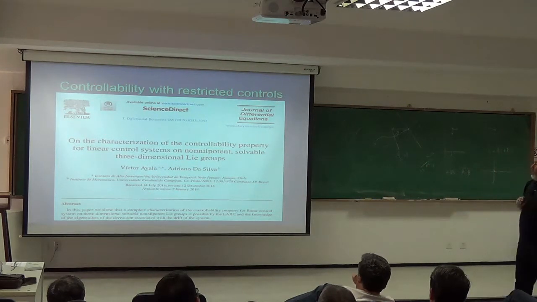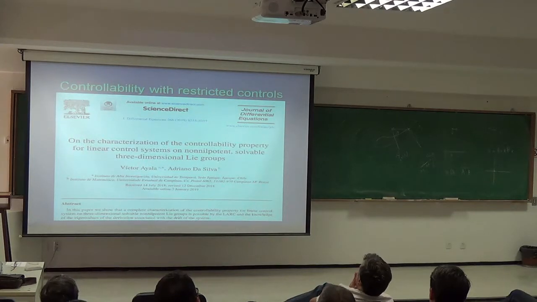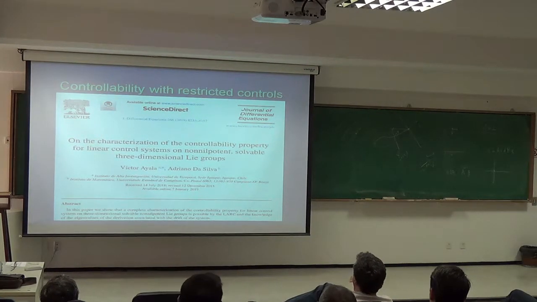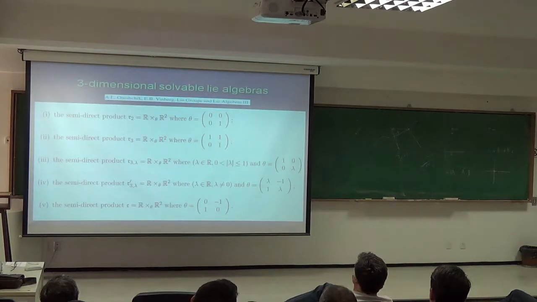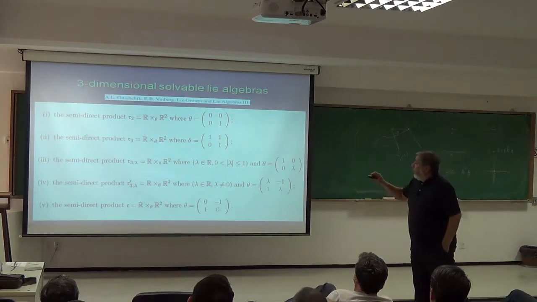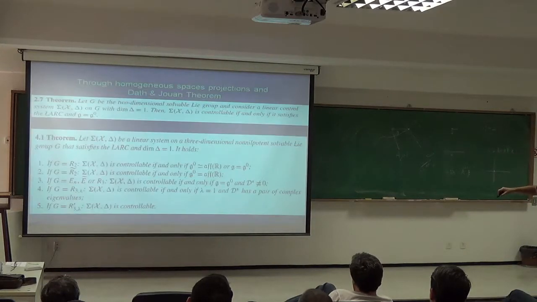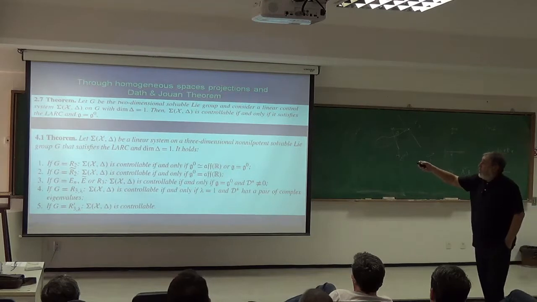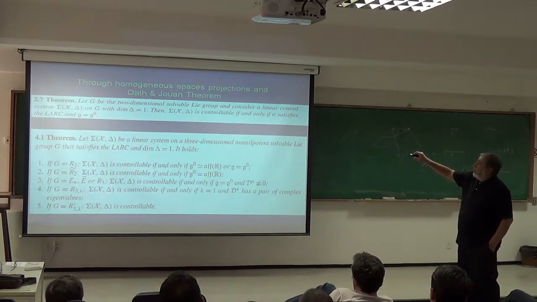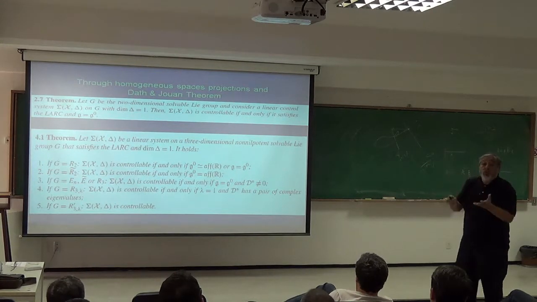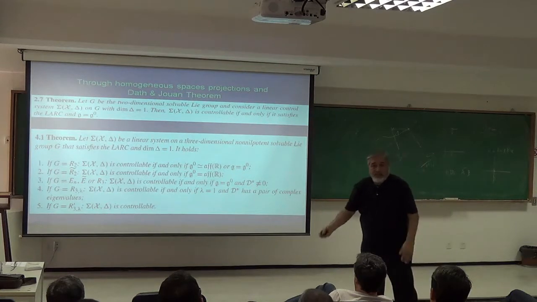We characterize for dimension 3 solvable non-nilpotent when the system is controllable or when not. And you see there is a very nice classification of the Lie algebras. You have all these possibilities for the Lie algebras. Then you consider the Lie group. I am not going to show it, but the idea is there was a paper from João that analyzed controllability for the solvable case in dimension 2. So we project. That's it.